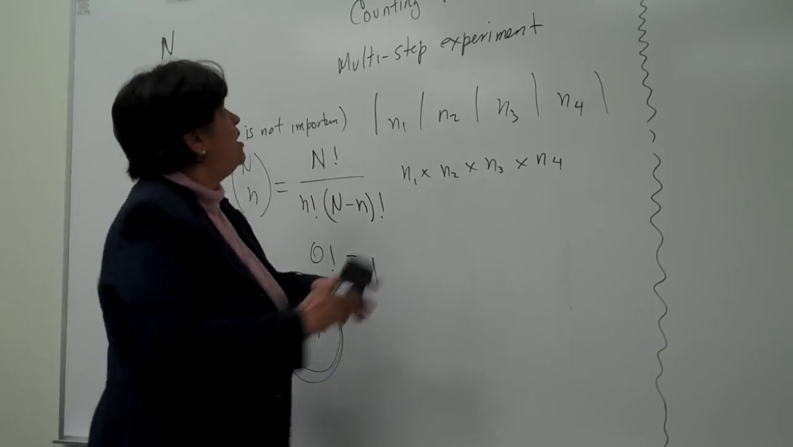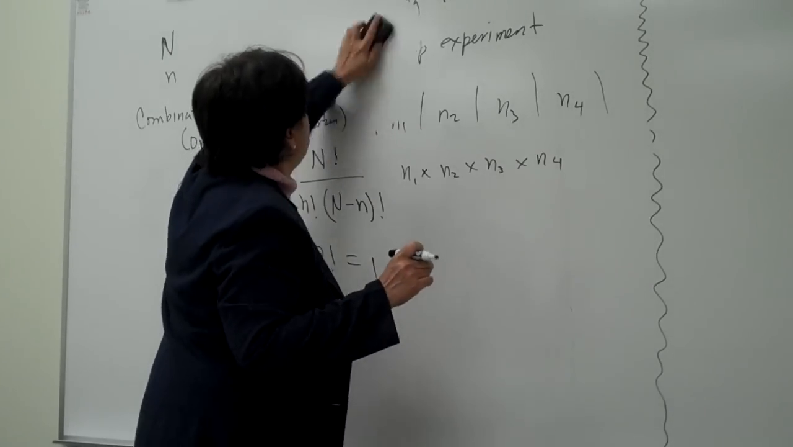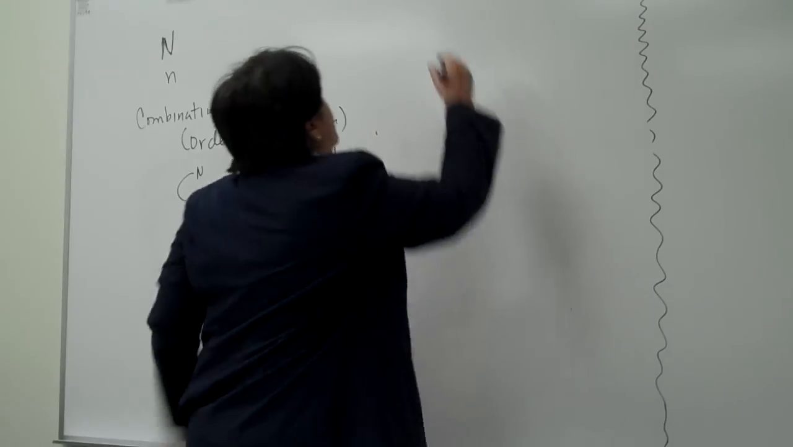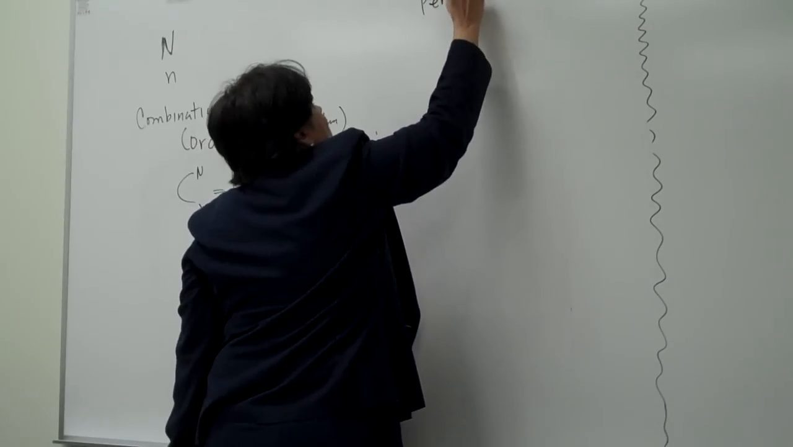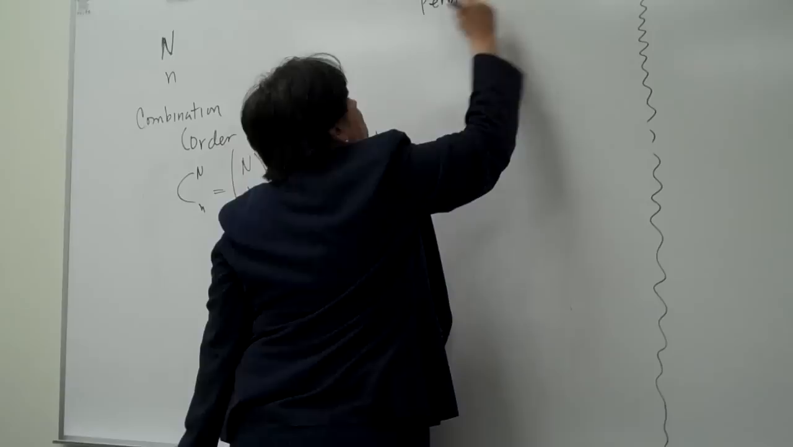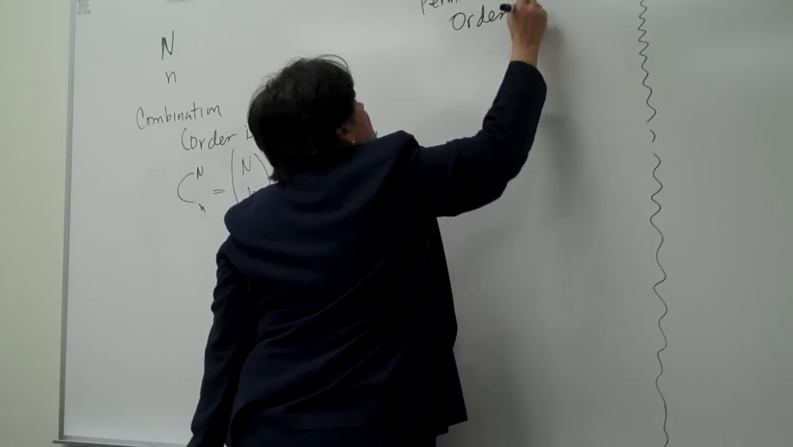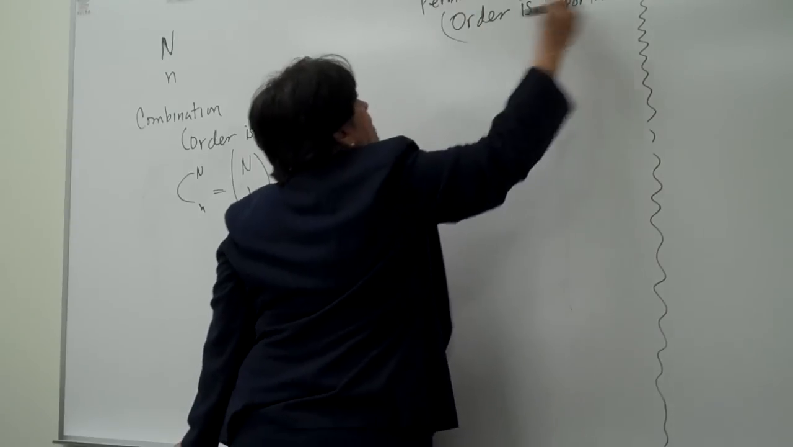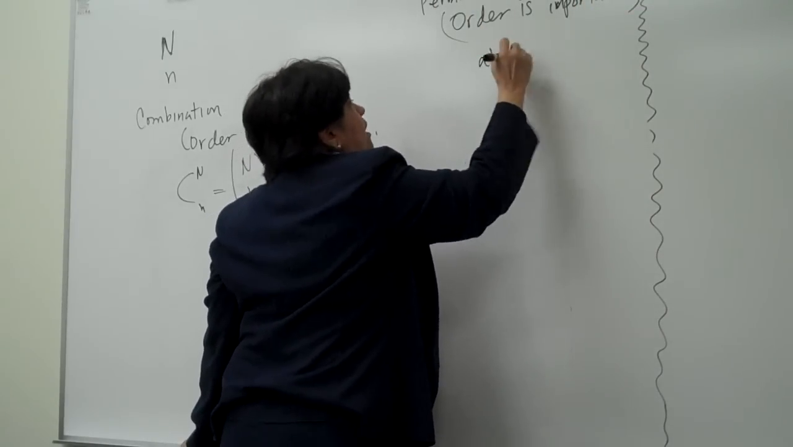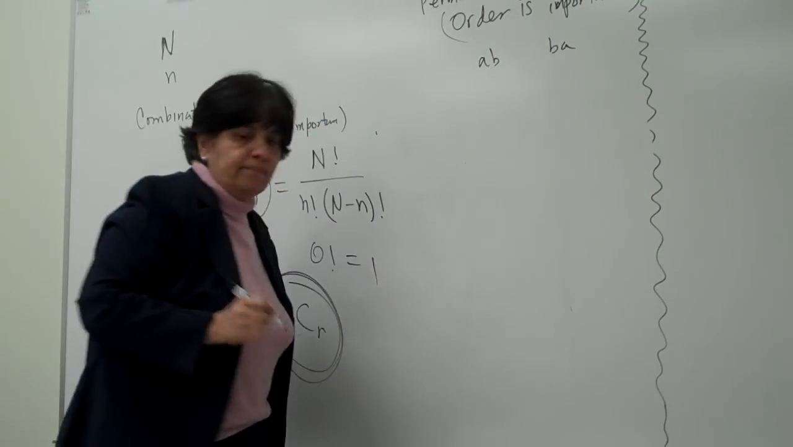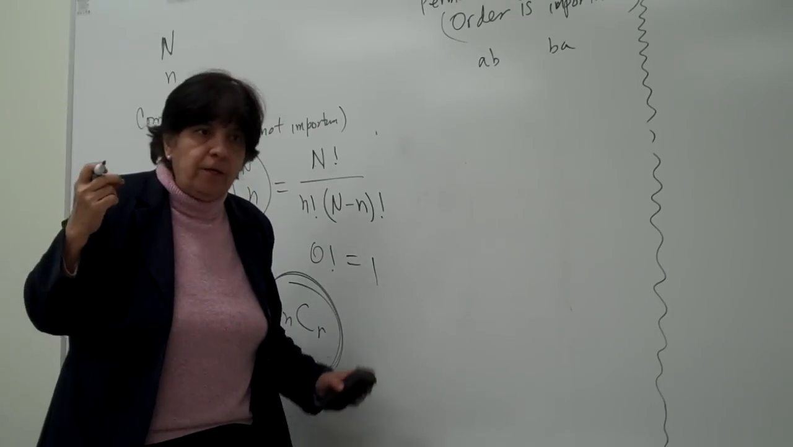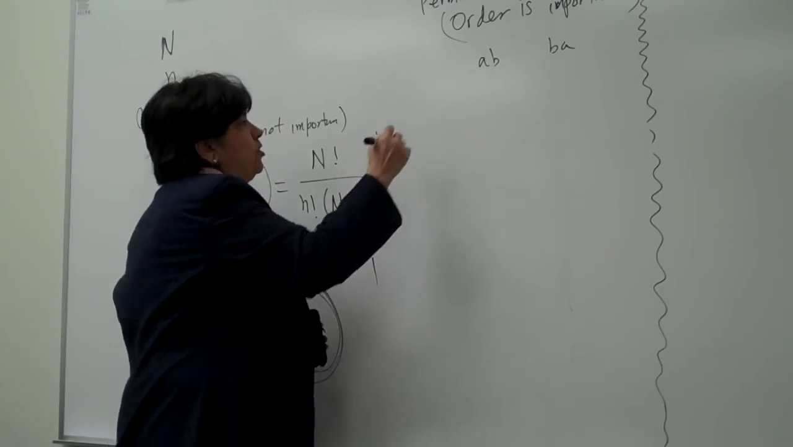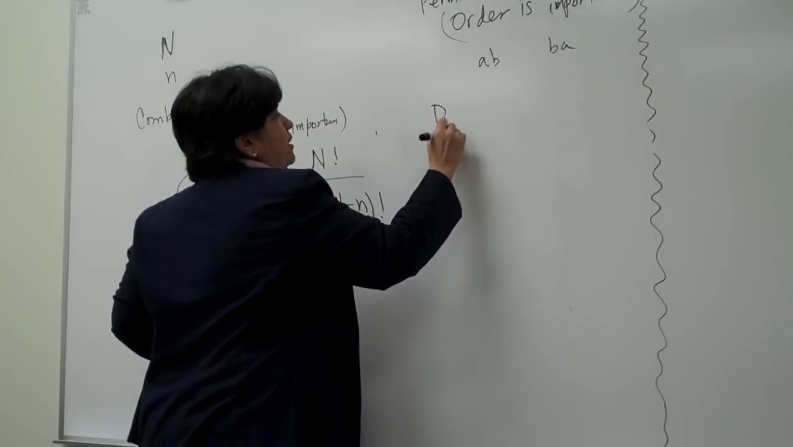Now, the other thing is permutations. It's very similar to combinations, but in permutations, the order is important. So it means that AB is not equal to BA. Okay? When the order is important, we use the permutation, and we are going to use this terminology.